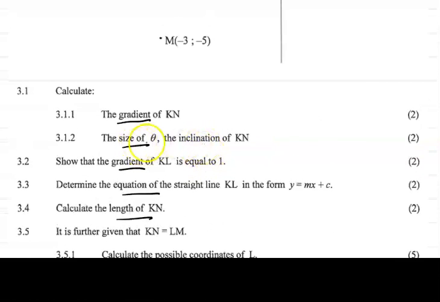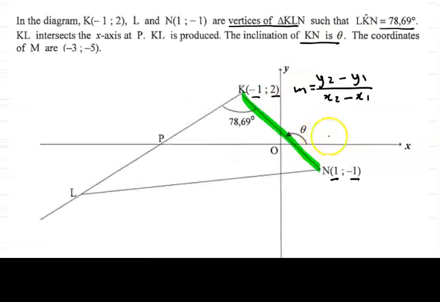The next question, the size of theta, the angle of inclination. Now, they want us to find this angle. Remember, the angle of inclination is the angle that the line makes with the positive x-axis. So there's the positive x-axis over here, and you can see this is an obtuse angle. Therefore, you can look at this gradient, which is a negative gradient. Now, this is how we deal with a negative gradient or an obtuse angle of inclination.